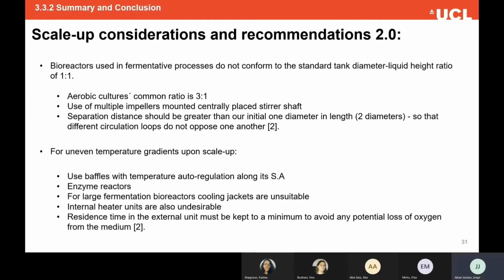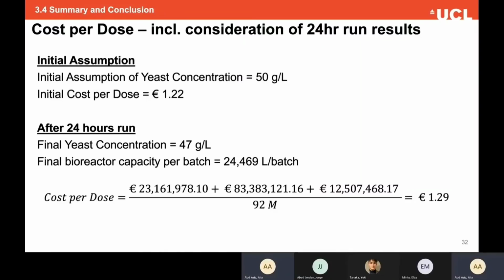Internal heater units lead to large temperature gradients, reduce mixing, complicate sterilization and cleaning, and lead to film growth producing blockages. Our estimated yeast concentration is 50 grams per liter. However, after the 24 hour run, we obtained 47 grams per liter for the yeast concentration. Now, our new value of bioreactor capacity per batch is 24,469 liters per batch.